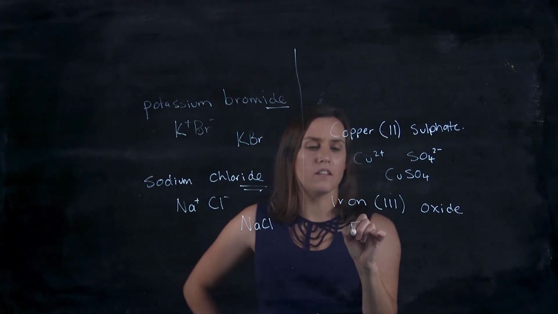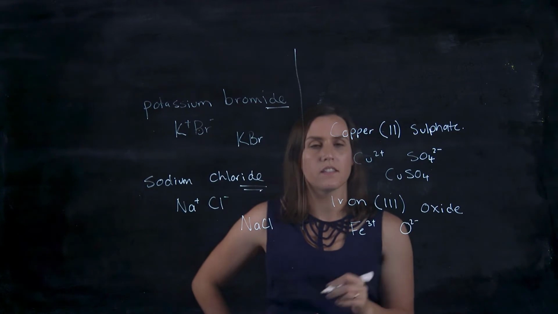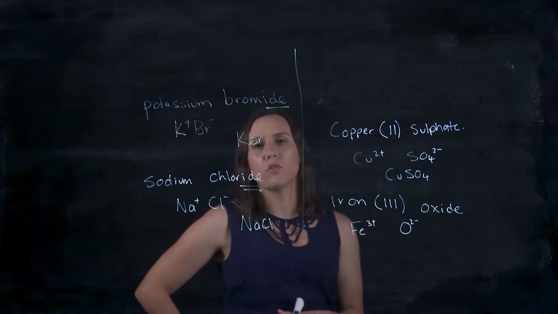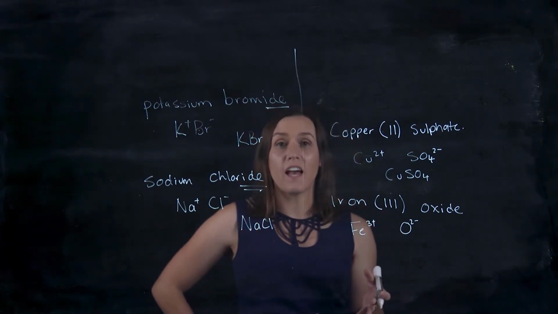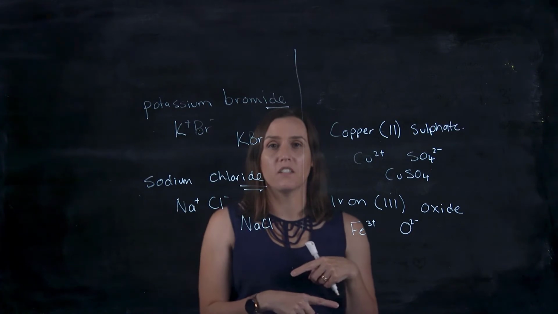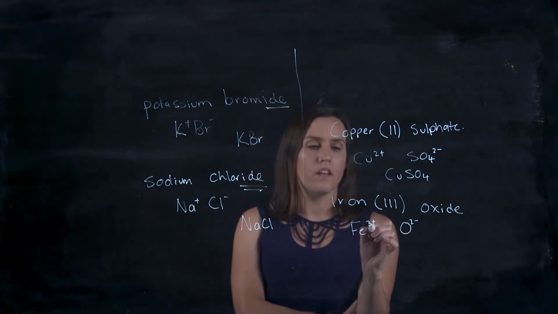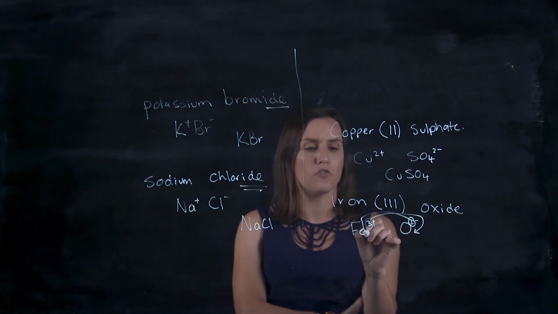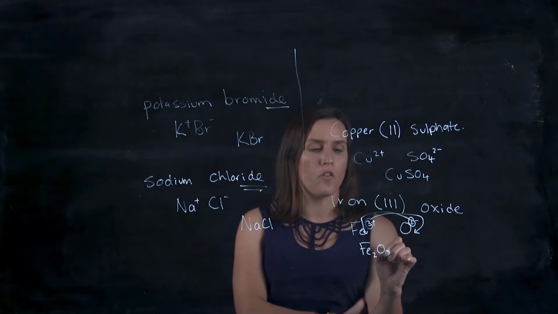Again, iron(III), 3+, oxide 2-. Now these ones are a little bit trickier. You need to make sure that the charges cancel out. So an easy way to do that is to swap and drop the charges. If I've got a +3 here, if I swap and drop that charge, I get a -2, swap and drop that charge, I get Fe2O3.